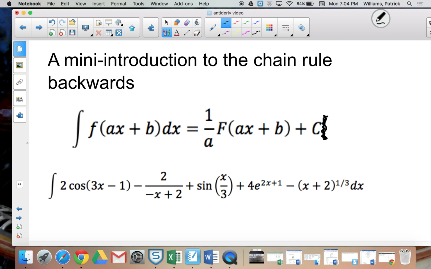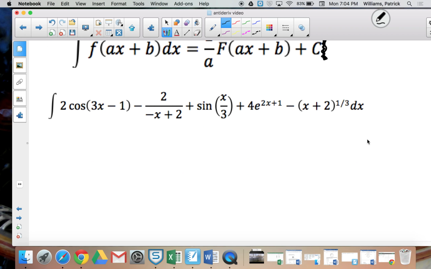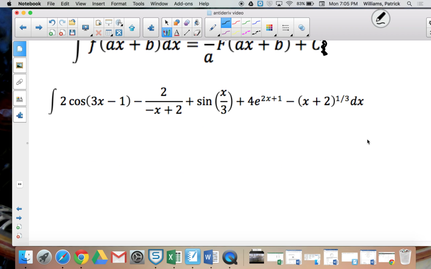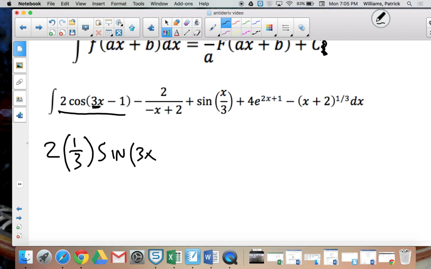All right, so if we go to solve this, you see in every single case we have a function within a function, and that inside function is indeed a linear function. So we can apply this rule that we just learned. For this first one right here, the 2 cosine 3x minus 1, the 2 is a constant, that just stays out front. The antiderivative of cosine is sine, but we have that 3 in front right here, so we're going to have to multiply this by 1/3. Then we will have sine of 3x minus 1, just like that. We will simplify all of this stuff later.